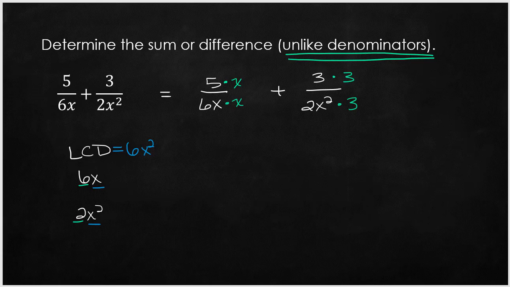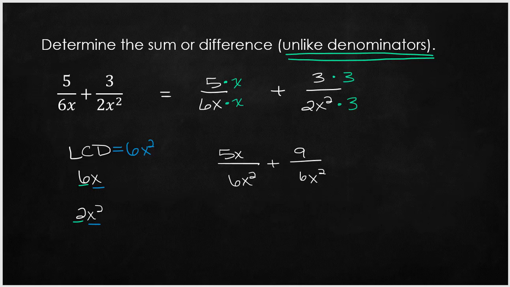On the left side, whatever I do in the denominator, which is times x, you've got to do the same thing in the numerator. So now I end up with 5x over 6x squared plus 9 over 6x squared.